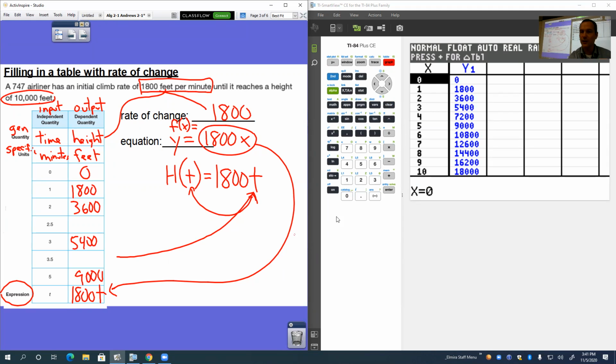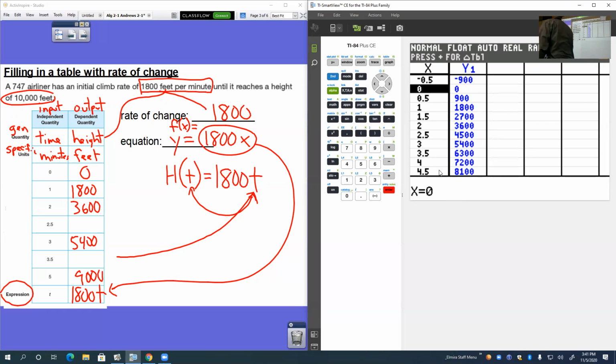What you're going to do, notice that at the top above the x and the y, it says press plus for changing the table. So if I hit plus here, notice it says table, and the table is counting by ones. Well, I could change that to be 0.5. So if I change it to 0.5 and I hit enter, now notice that it's counting by 0.5s. Since it's counting by 0.5s, now I have 0.5, 1.5, 2.5, so I can use those in my table. So this is 4,500 and 3.5 is 6,300.